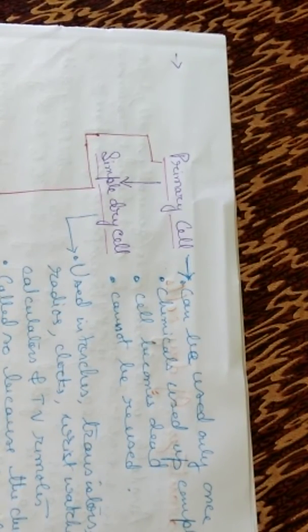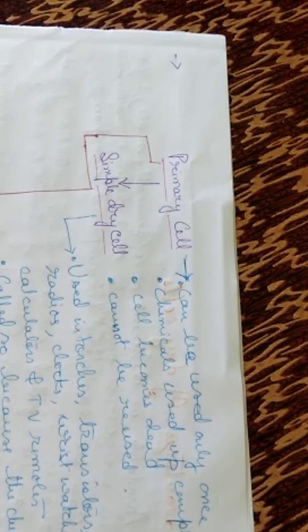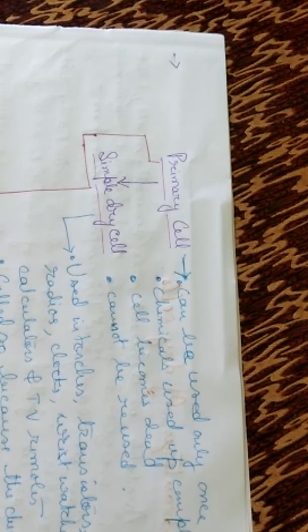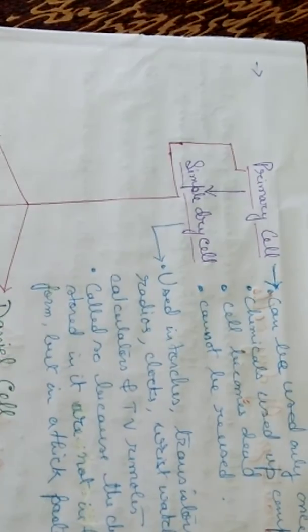Primary cells can be simple dry cells, like those used in torches, transistors, radios, clocks, wristwatches, calculators, TV remotes. These are all simple dry cells, which are nothing but primary cells, and they are called dry cells because the chemicals stored in them are not in liquid form. They are in the form of thick pastes. That's why they are known as dry cells.